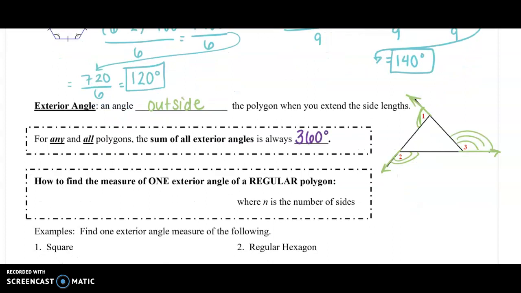So how do we find the measure of one exterior angle of a regular polygon? Again, this will only work for a regular polygon. So if we know that they all add up to 360, I'm going to take 360 and then just divide it by n, by the number of sides that I have. And that'll tell me what one exterior angle is of a regular polygon. Again, the only reason it works for regular polygons is because we know that they're all going to be the same.